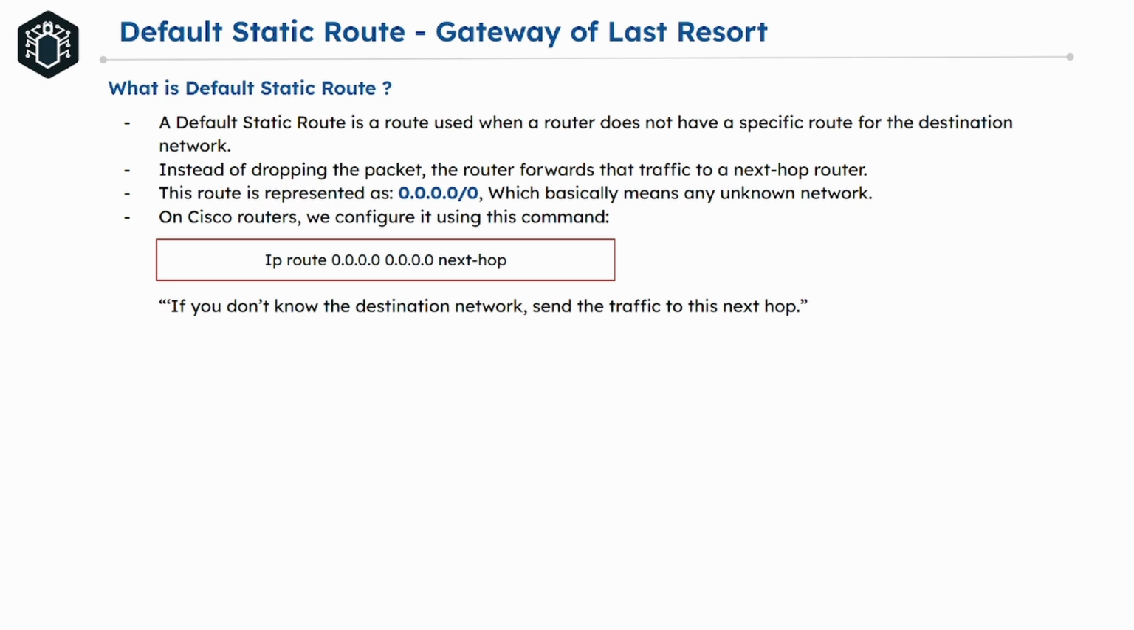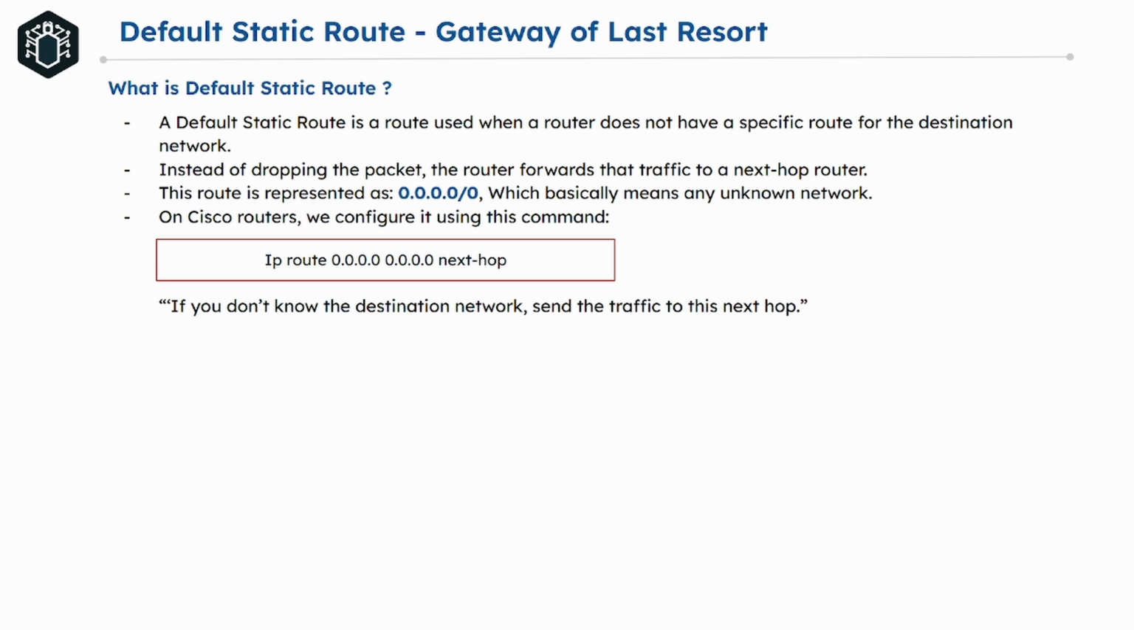On Cisco routers, it is configured using the following command: ip route 0.0.0.0 with the subnet mask 0.0.0.0 and the next hop IP. What this command tells the router is that if you don't know where to send a packet, just send it to this next router, or a next specific hop IP.